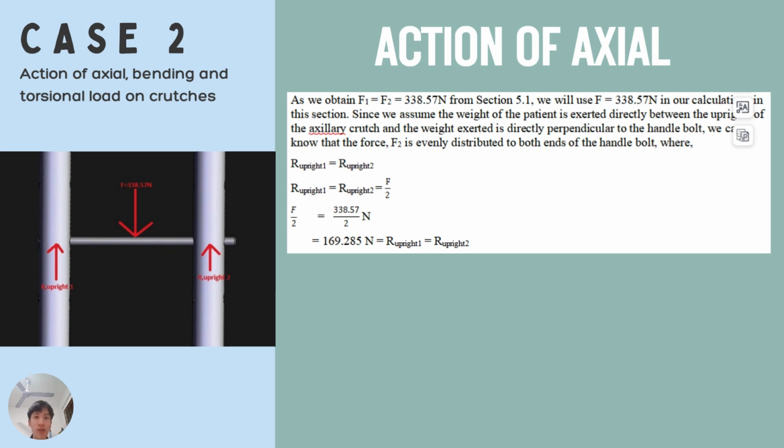Since the weight of the patient is exerted directly between the uprights of the axillary crutches, we can conclude that the weight exerted is directly perpendicular to the handle board. And then we know the force is evenly distributed to both ends of the handle board, which is the left upright and right upright, which I denoted as R upright 1 is equal to R upright 2. The R here is the uprights. Then the normal force exerted on both uprights is just the weight of the patient divided by 2, because it is evenly distributed in both uprights. So we get the normal force exerted in each upright is equal to 169.285 Newton.